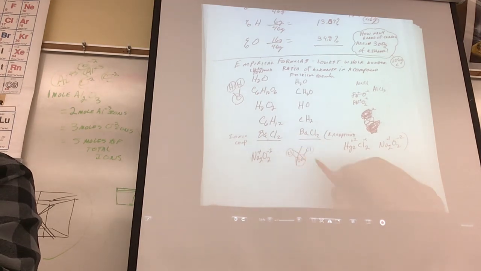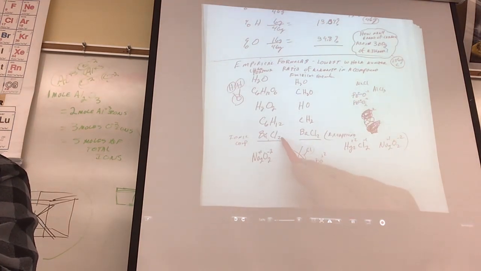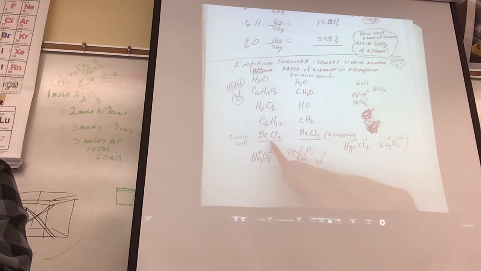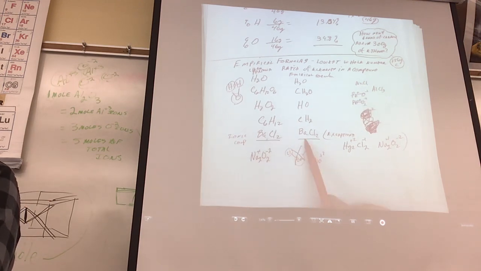But what you would see is a whole bunch of these ions, a lot of them, and then you see a lot of those. There'd be twice as many chloride ions as there would be barium. And so ionic compounds are already the lowest whole number ratio of the ions. So for ionic compounds, their empirical formula is their chemical formula.